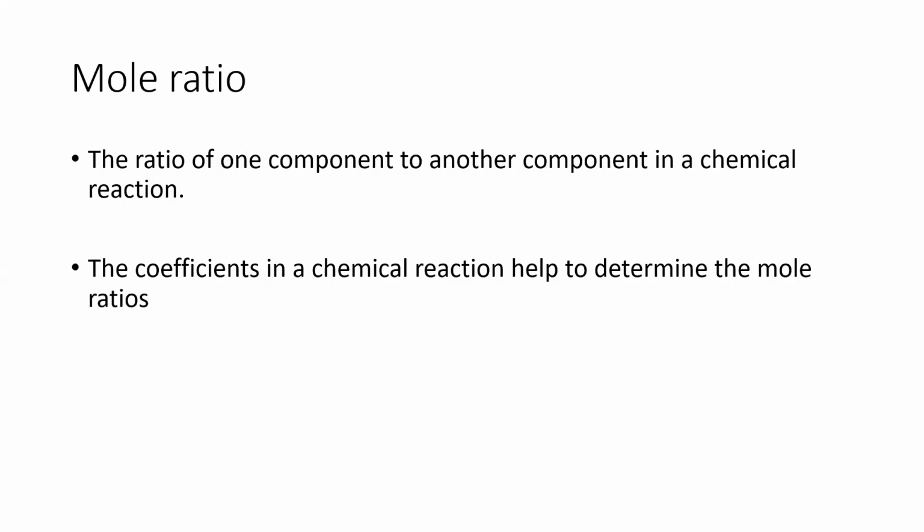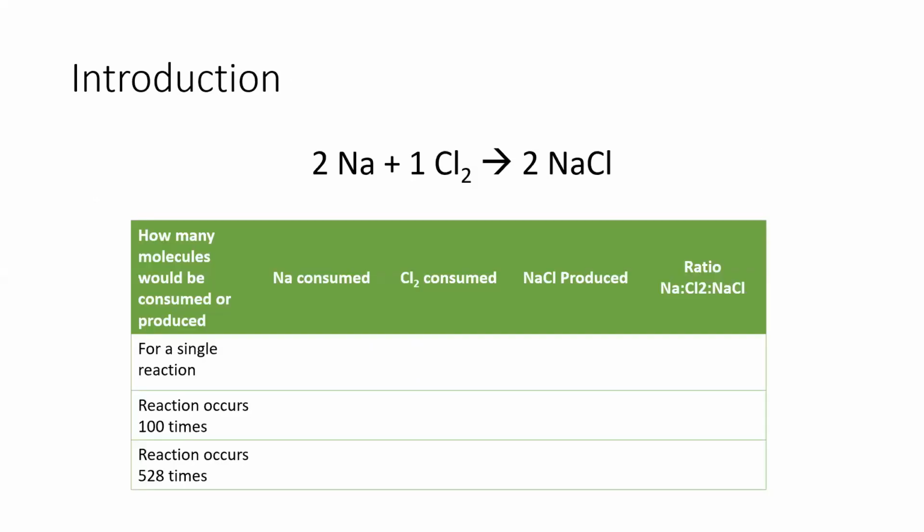Mole ratio is just the ratio of one component to another component in a chemical reaction. And as we're going to see in just a minute, the coefficients in the chemical reaction help to determine mole ratios. So let's look at this one example. We have two sodiums. Two sodiums react with one chlorine to produce two sodium chlorides.